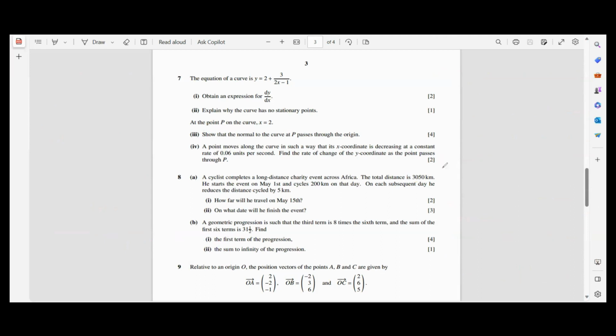Now for 8b, we have a geometric progression. The third term is 8 times the 6th term. The sum of the first 6 terms is given. Okay, so the third term, u3 equals 8 times u6. So we put the formula u1 times the ratio to the power of n minus 1. We do not know the ratio. So u1 r squared equals 8 times u1 times r to the power 5.